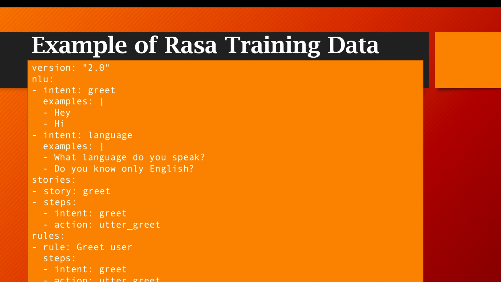Now this is an example of the Rasa training data. As I've said earlier, it contains keywords like version, which specifies the version. The NLU keyword, here you give the various examples of the intents. Intent specifies the name of the intent, examples of various intent statements. Similarly, you can have the stories, rules, sections, and so on.